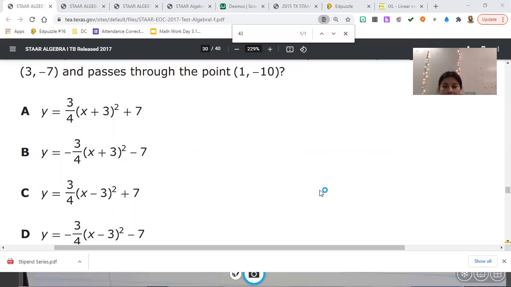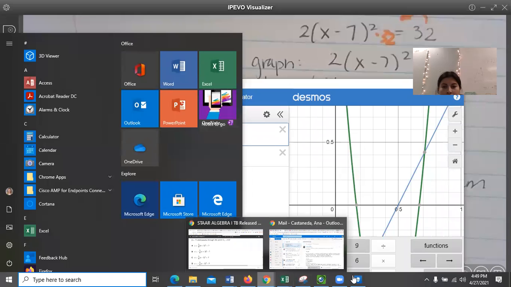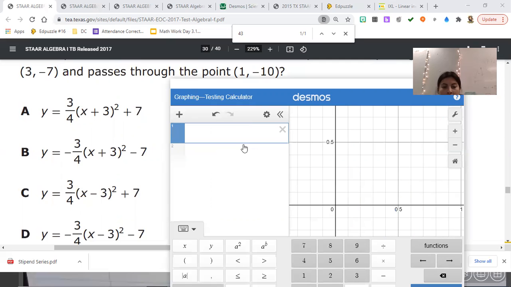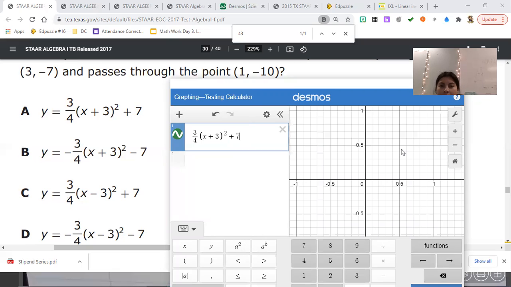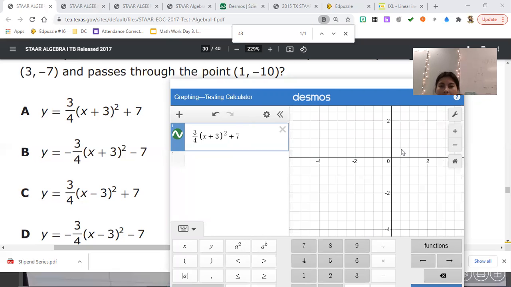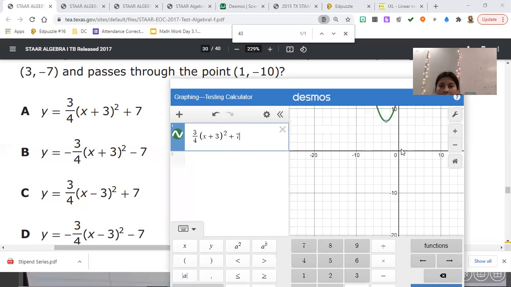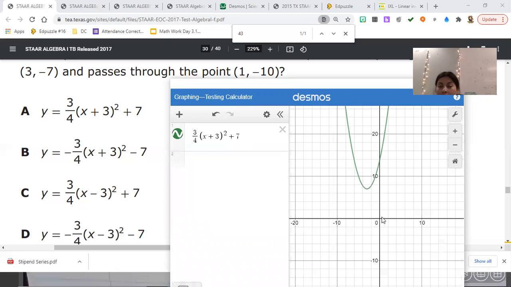Let's see if you're correct. I'm going to start with the first one. Let me go back to my problem. Okay, let me type these in here. So 3/4, parentheses x plus 3 squared plus 7. So I'm going to have to zoom out just a minute. Okay, there it is.